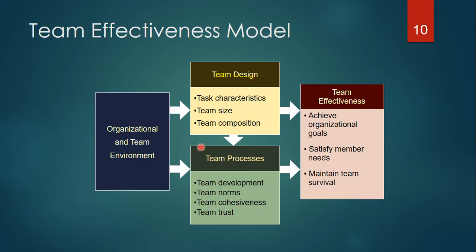In team design we will be examining task characteristics, how simple or complicated the task under examination is, the size of the team, maybe the ideal size of the team, and the composition, how the team is composed. Then we would also examine team processes and team development, and how this team can be developed. Usually they have a pattern, a 4 stage or 5 stage pattern of development. We will be looking at team norms, team cohesiveness, and team trust.